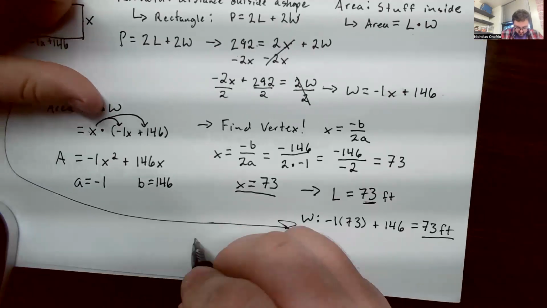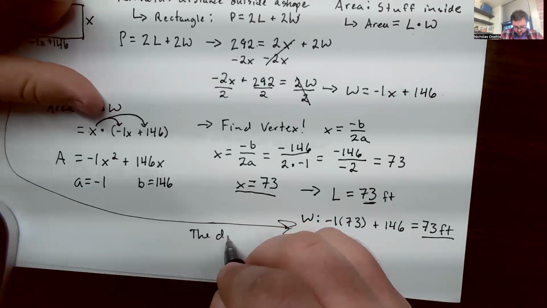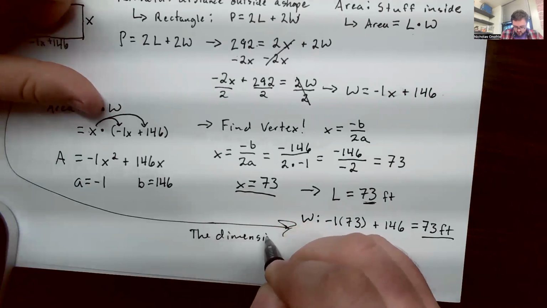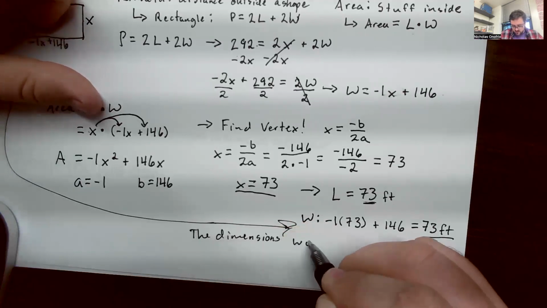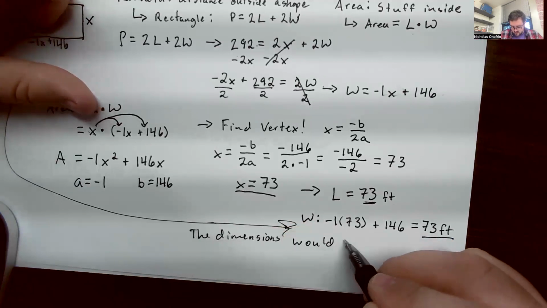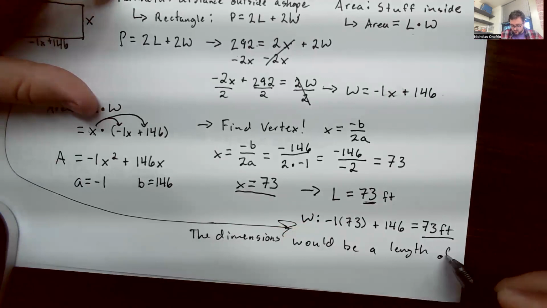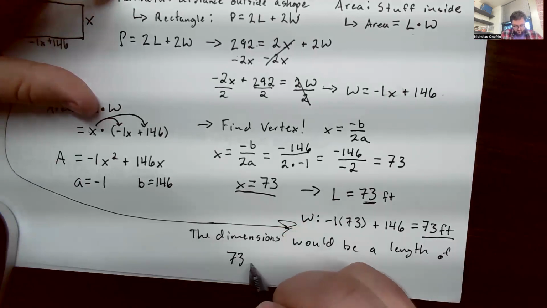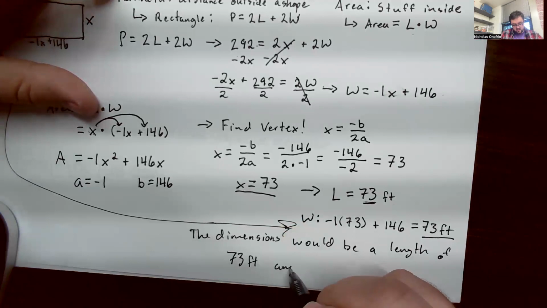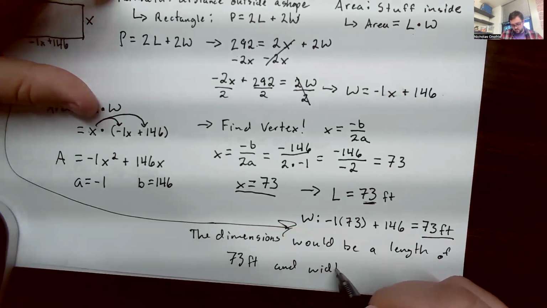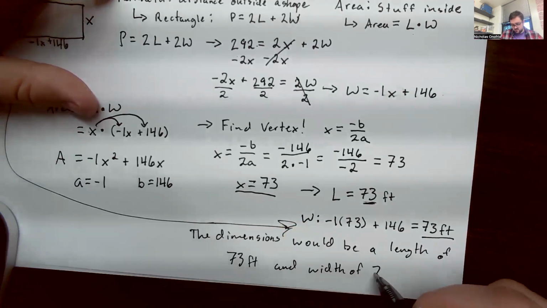So we can sum it up in a sentence by saying the dimensions would be a length of 73 feet and a width of 73 feet.